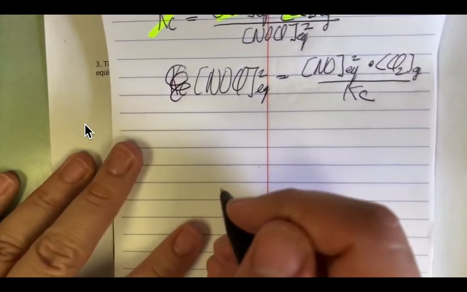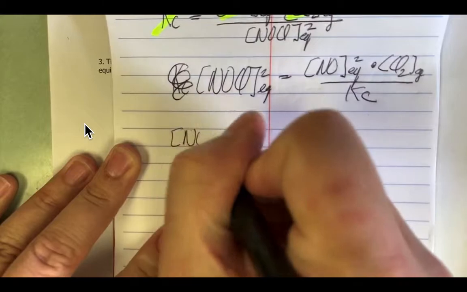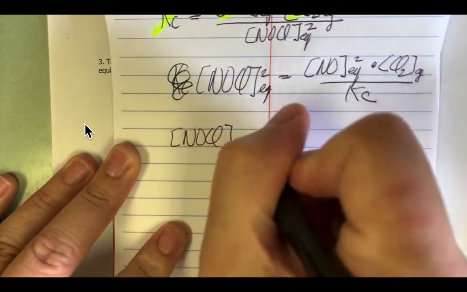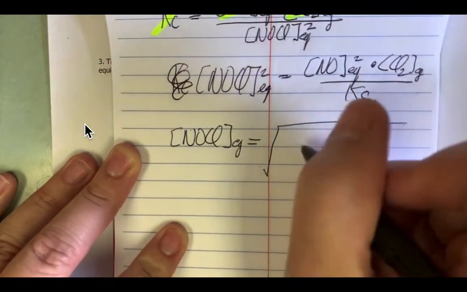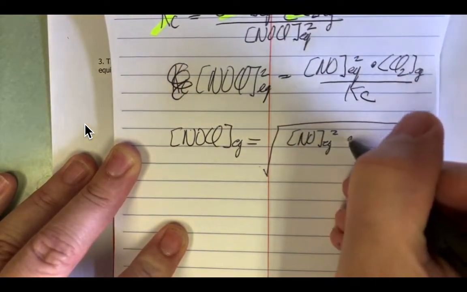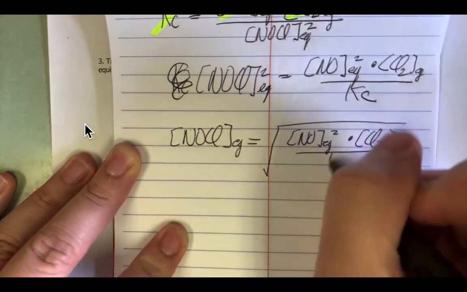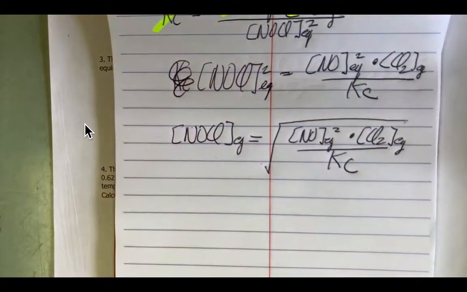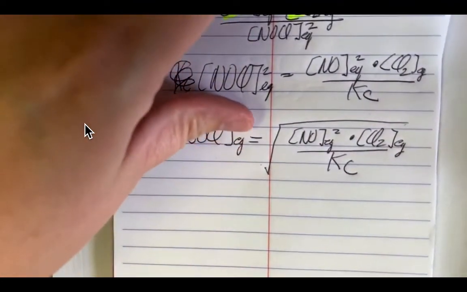And so the final step that I would have to do here is, NOCl at equilibrium is equal to, I'm going to have to do a big square root of everything on the right-hand side. NO at equilibrium squared times concentration of Cl2 at equilibrium over Kc. Okay, at that point, we just have to look back into our problem and pull those pieces out.